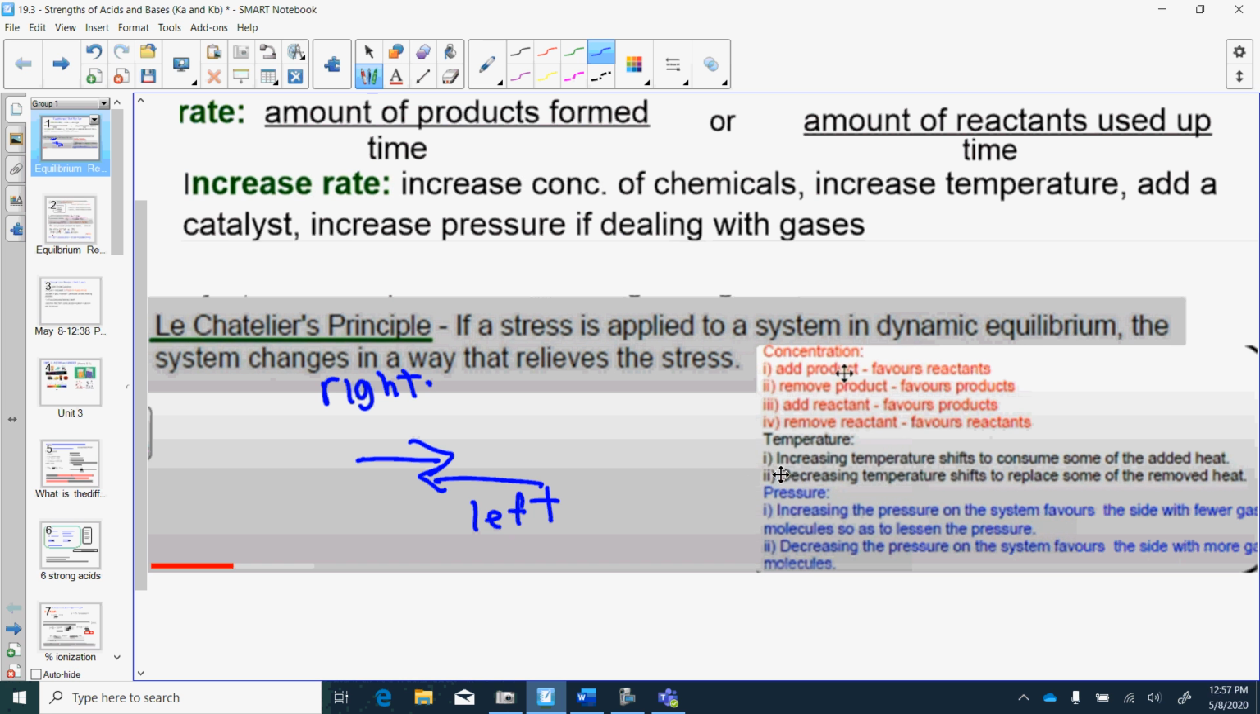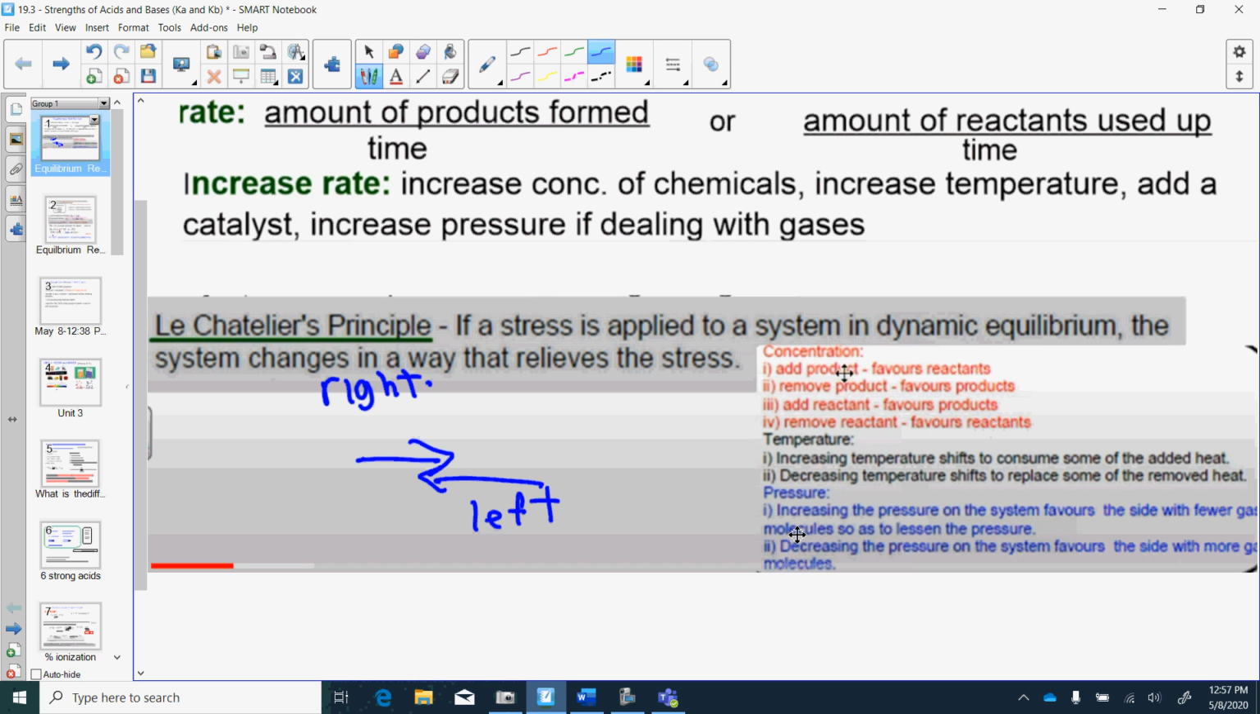With temperature, we think of energy as one of our reactants or one of our products. If it's endothermic, energy is on the reactant side, and if it's exothermic, energy is on the product side. So it's the same idea. If you increase the temp, the system wants to decrease the temp. So if it's exothermic, the system will shift left to decrease that extra energy. If it's endothermic, the reaction would shift right to decrease that extra energy.